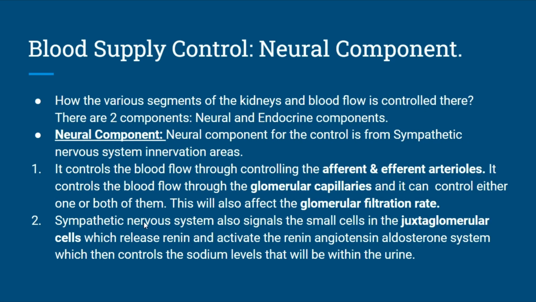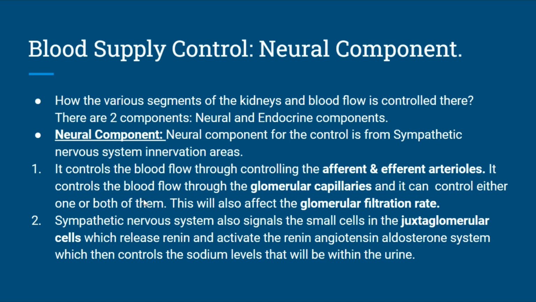So what is the blood supply? So how the various segments of the kidneys and blood flow are controlled here. So the first component that actually controls is the neural component. So the two components again are neural and endocrine components. That's how the blood supply is controlled. The very first one is the neural component. So the neural component for the control is from the sympathetic nervous system innervation area.